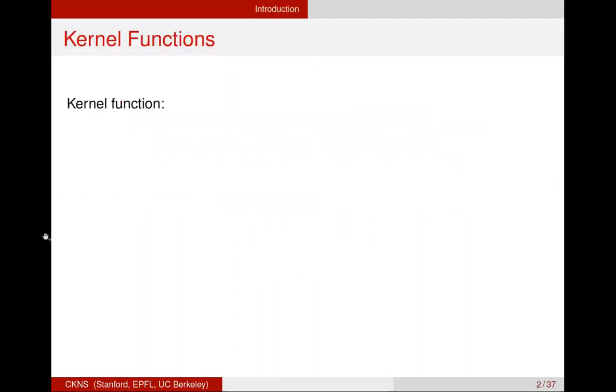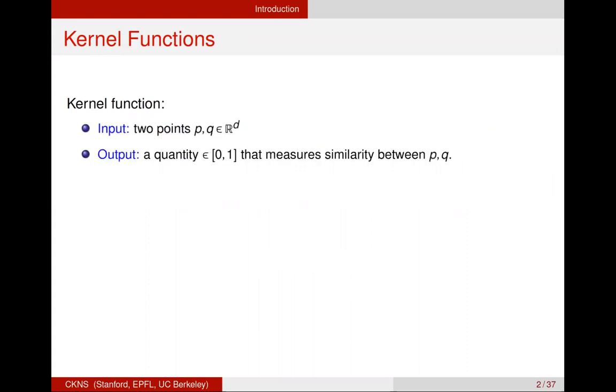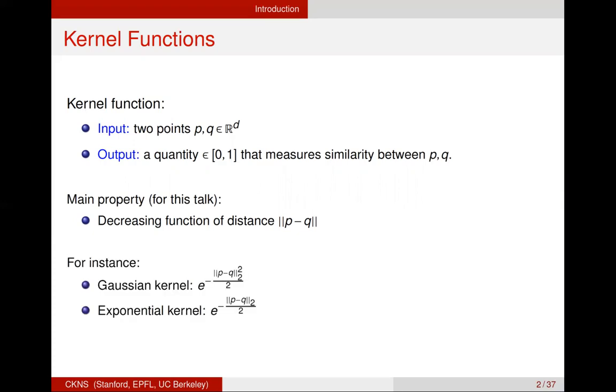Since the talk is about kernel density estimation, let's start with kernel functions. A kernel function receives 2 points P and Q as input, and its output is a quantity between 0 and 1 that measures similarity between these 2 points in R^d. The main property for the purpose of this talk is that this is a decreasing function of the distance between P and Q. One can think of Gaussian kernel, exponential kernel, etc. For most of this talk, we are going to focus on the Gaussian kernel.